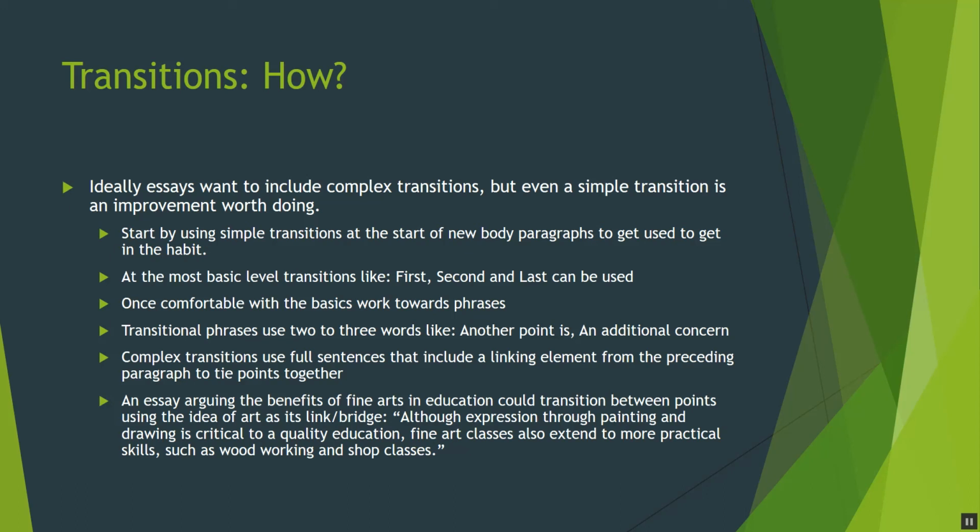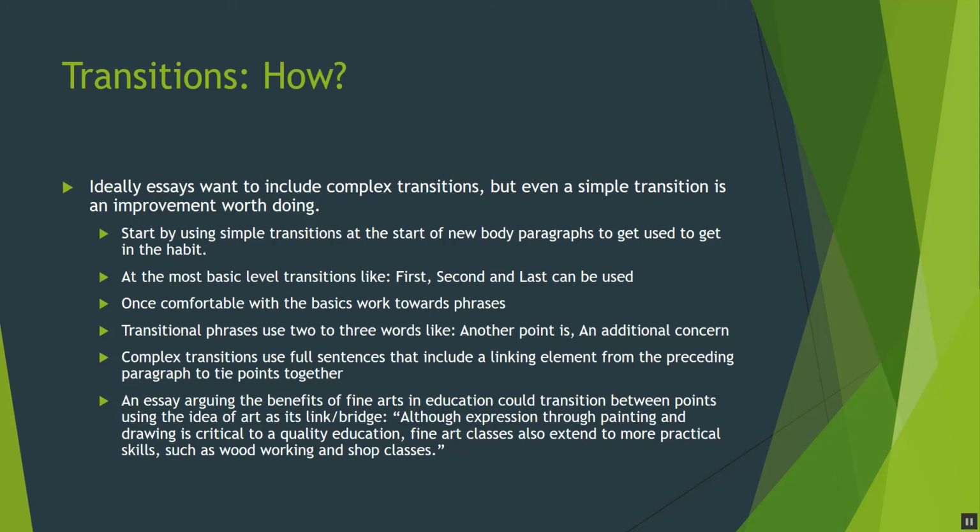At the most basic level, if you have a 5-paragraph standard essay, at the start of each body paragraph have first, second, and last. This is by far the most basic type of transition, but it is still a transition. Once you're comfortable with the basics, you want to work towards phrases. Transitional phrases are 2 to 3 word phrases such as another point is and an additional concern. Ideally, though, like I said, you're building towards complex transitions.